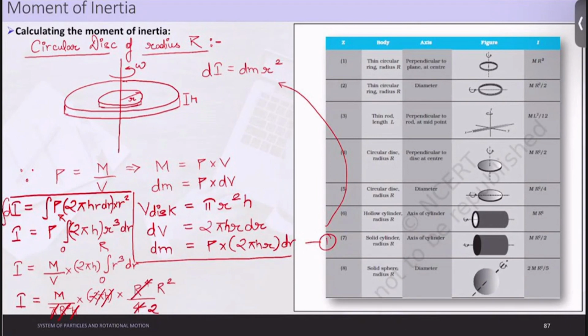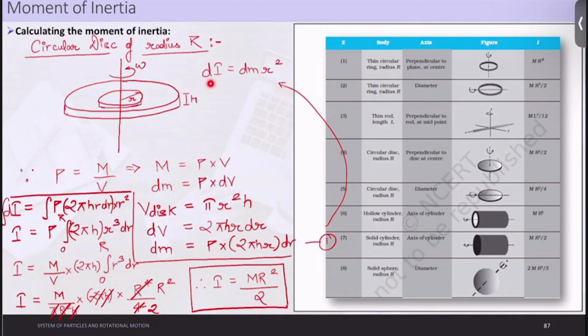So if you do it correctly, finally you will get the I value as nothing but equal to m r square by 2. Okay, so I hope this is clear, as in how we can calculate the value of moment of inertia of a circular disc of radius r. Let me again explain you, because these are very typical concepts. So basically what I did, first of all, I wrote the differential form of your moment of inertia.